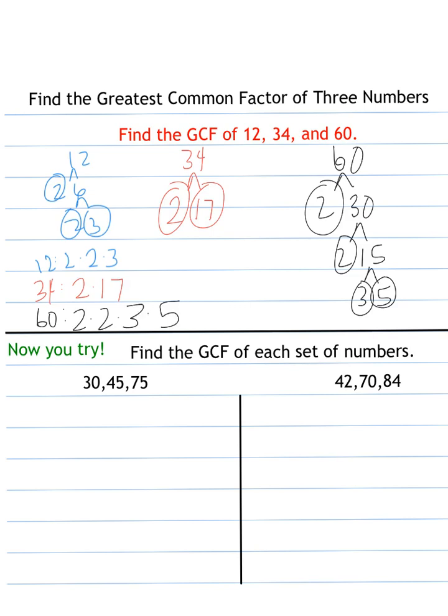Now we look, we have 2 between all 3 of them here. And we have a 2 and a 3 in the 12. We only have a 17 left in the 34, and then 2, 3, and 5. So that is our only pair. So for this one, the greatest common factor between these 3 numbers equals 2.